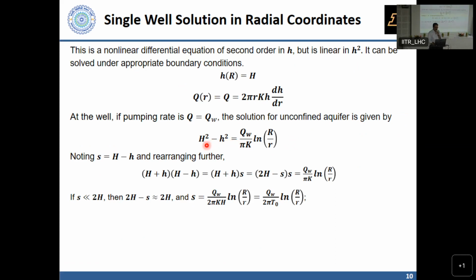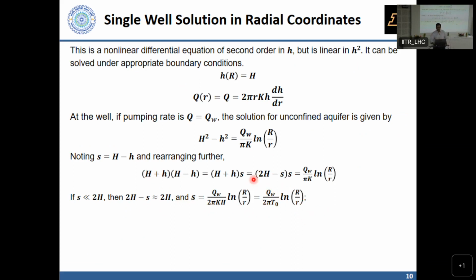It's possible to rearrange it a little bit. We notice that we have defined the drawdown as capital H minus small h, so that if I expand this term over here, I'll have H plus h times H minus h. H minus h is what we call the drawdown. Small h plus capital H, if the drawdowns are small, okay, that means at almost all locations, small h is very close to what the original piezometric head was. We can approximate small h plus capital H by this quantity 2 times H, and then write K times H as a transmissivity, so that we would get an approximate solution for the drawdown s in this form, which basically resembles Thiem's equation.